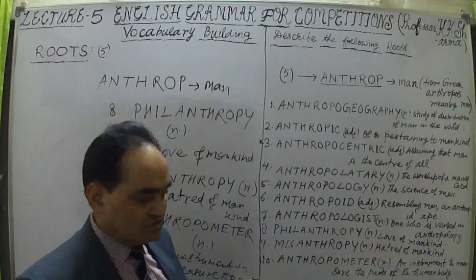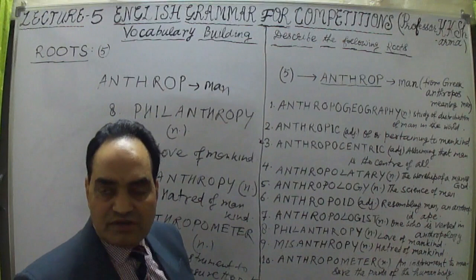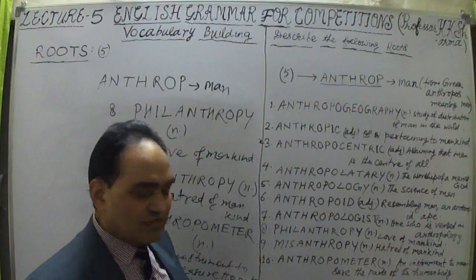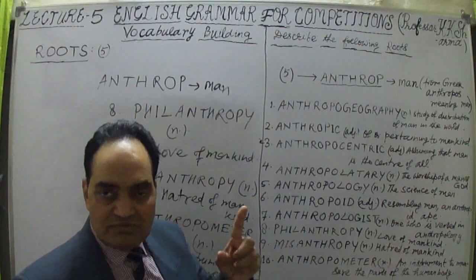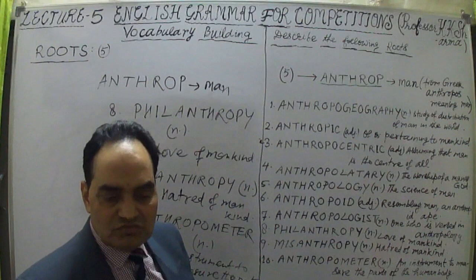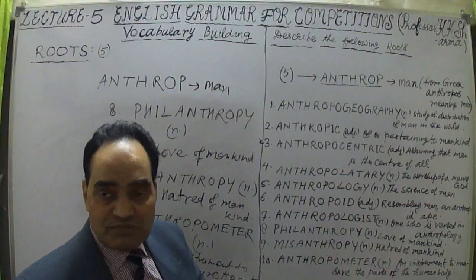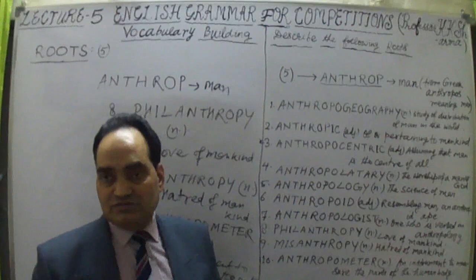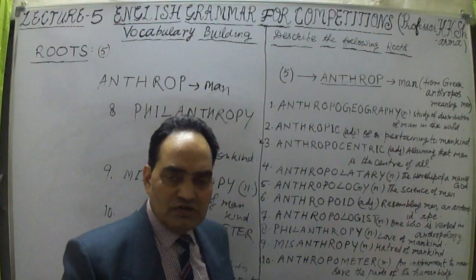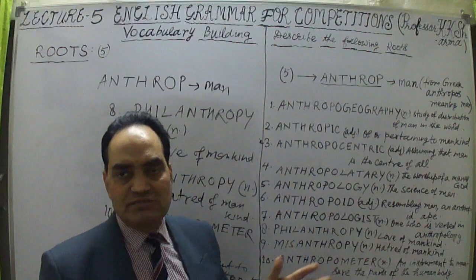Number of anthropogenetic, anthropoglottic, etc. A number of adjectives are framed, and a number of nouns are framed. Anthropoglot is a noun. An animal which is resembling man, that animal is anthropoglot. And anthropogenesis, again a noun, is the study of the development of man, how man was developed. Genesis, origin of man. All those are nouns, but we can frame a number of adjectives from these nouns. Different words can be generated.